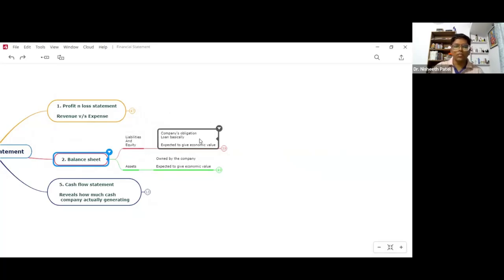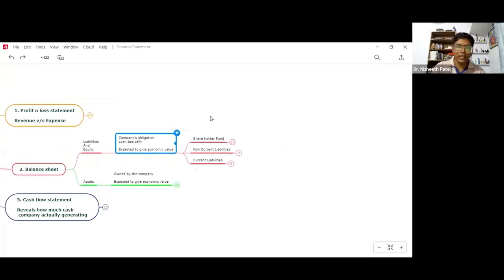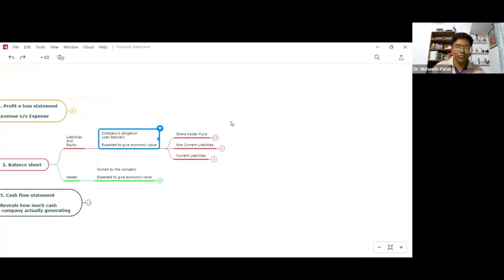This is the company's obligation or the loan basically, and they are expected to give some economic value. That means company has taken some loan for running their businesses. मान लो कि they have taken a loan of 100 rupees, but they are generating 200 rupees revenue from their 100 rupees loan. So that is the good thing. That is expected to give the economic value.